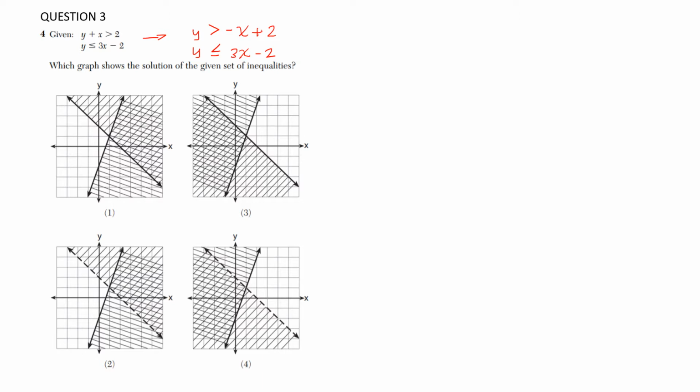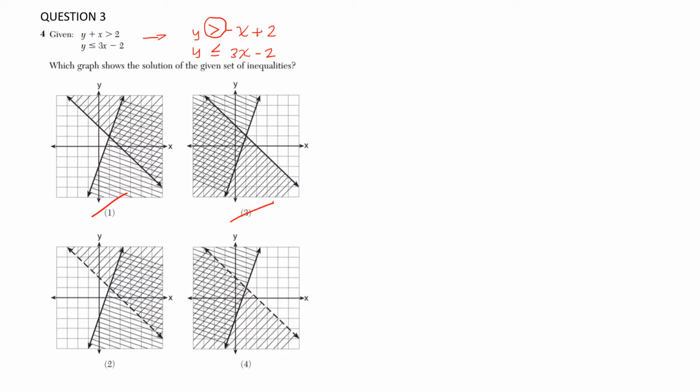I can immediately eliminate two answers. That's 1 and 3. The reason is we have a greater than sign here, not greater than or equal to. So we need one of the lines to be a dotted line. These both have solid lines, and that's not correct. So we're between 2 and 4. That narrows our choices down pretty quickly.